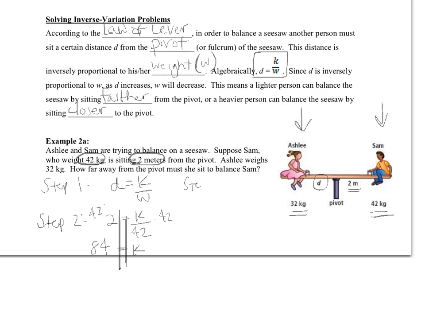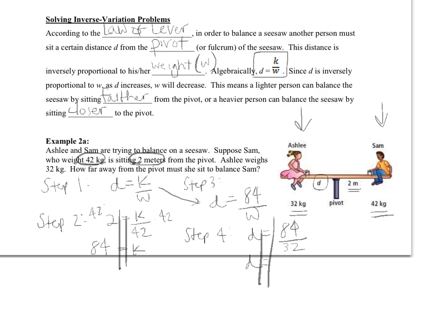In step 3, we're going to plug in that k value. So we have d equals 84 over w, using that equation we wrote in step 1. And in step 4, we're going to plug in the rest of the information we have. We're trying to solve for Ashley's distance, and we know her weight is 32 kilograms. So her distance would equal 84 divided by 32, which is 2.625 meters. She needs to sit 2.625 meters away from the pivot point in order to balance that seesaw with Sam, who weighs more than her.